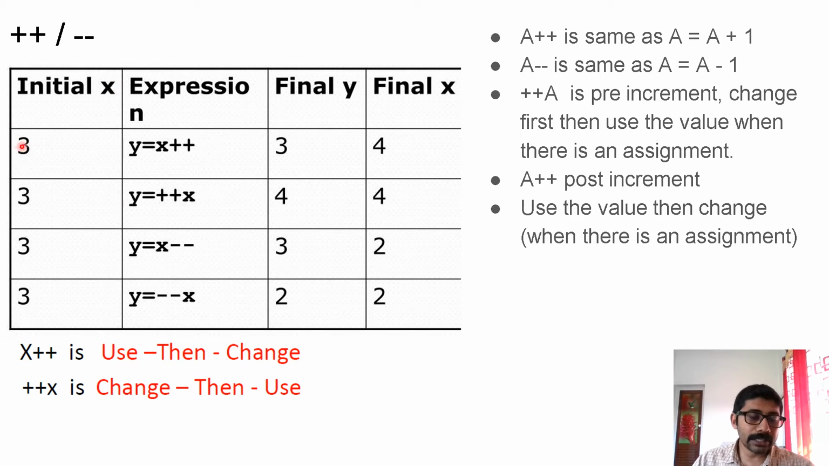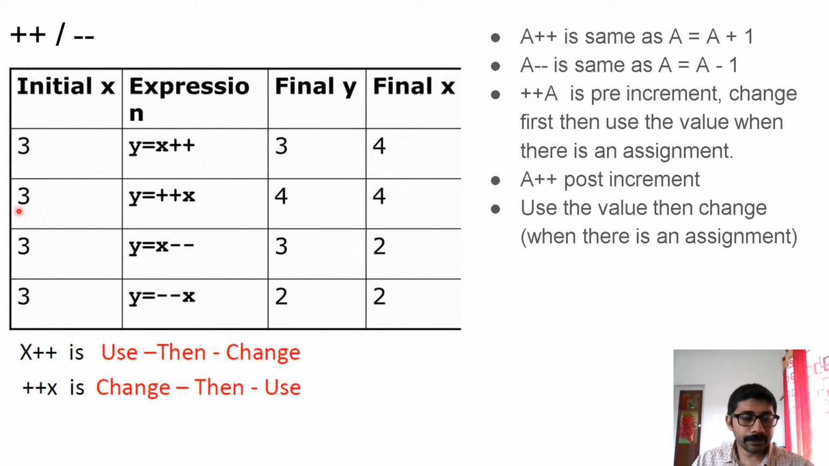First, imagine that the initial value of x is 3. Now we have an expression y equal to x plus plus. So here we are using post-increment. The rule is: use the value, then increment. So y would be 3, then the final value of x will be 4.